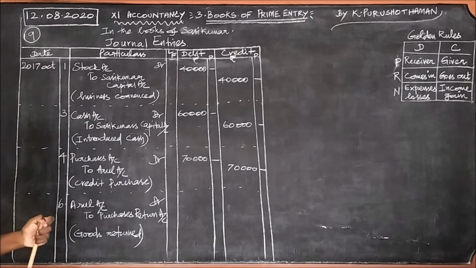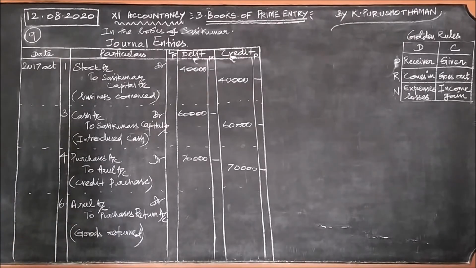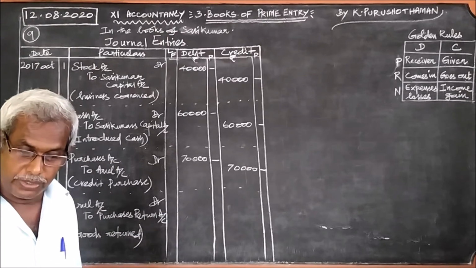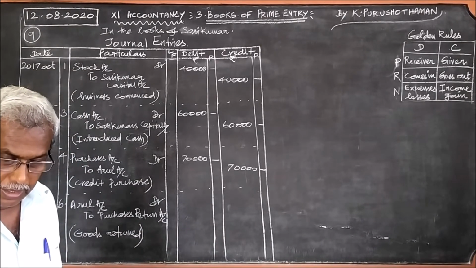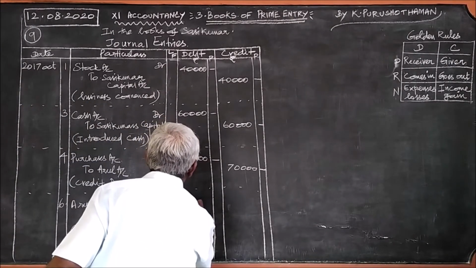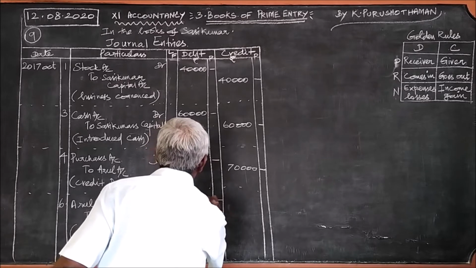From this, what have you learned? When you buy the goods, purchases account debit. When you return the goods, purchases return account credit. For purchase, debit entry; for purchase return, credit entry. Should remember. That is in the second line. The amount of goods returned to Arul is 10,000.